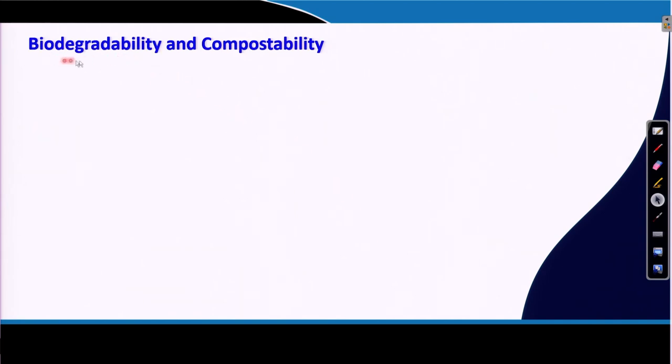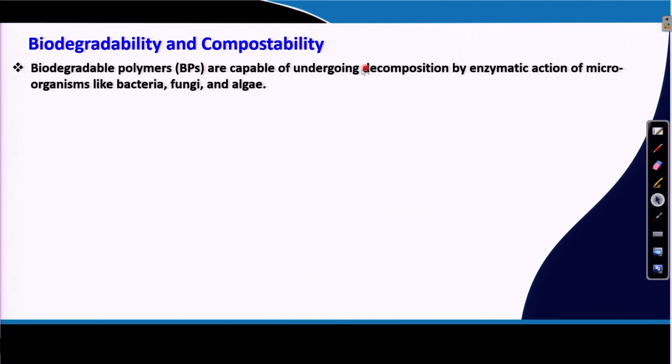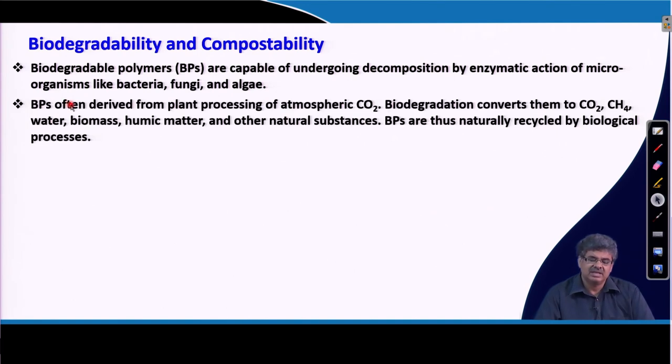So, we should discuss biodegradability and compostability. Biodegradable polymers are capable of undergoing decomposition by enzymatic action of microorganisms like bacteria, fungi and algae. These biodegradable polymers are often derived from plant processing of atmospheric carbon dioxide. Plants collect the CO2, and from it the biodegradable polymers are synthesized. Biodegradation is the process which converts these biodegradable polymers back to carbon dioxide, CH4, water, biomass, humic matter and other natural substances. Thus, biodegradable polymers are naturally cycled by biological processes.